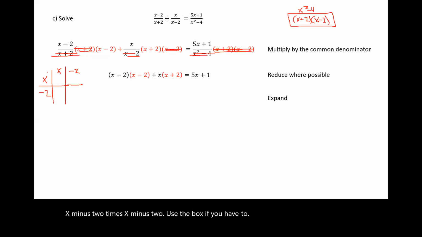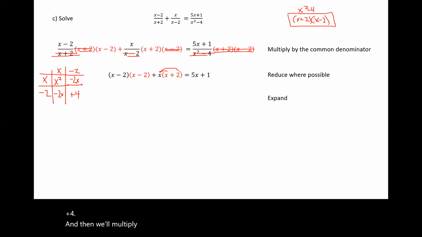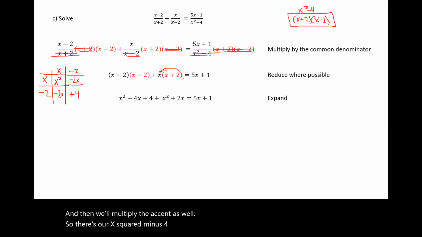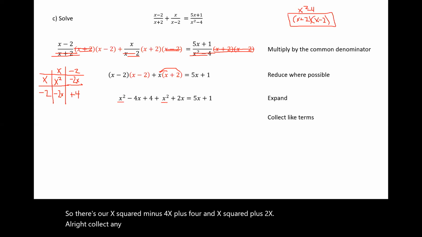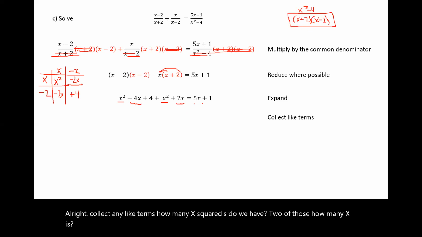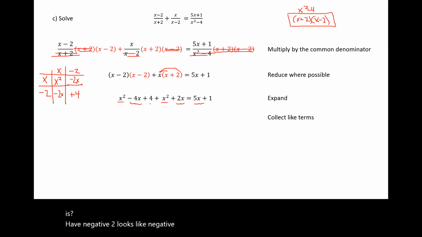We'll see what we'll get. I'm getting x squared minus 2x minus another 2x plus 4. And then we'll multiply the x in as well. So there's our x squared minus 4x plus 4 and x squared plus 2x. All right, collect any like terms. How many x squareds do we have? 2 of those. How many x's? I have -2. It looks like -7. And then what do our number terms look like?